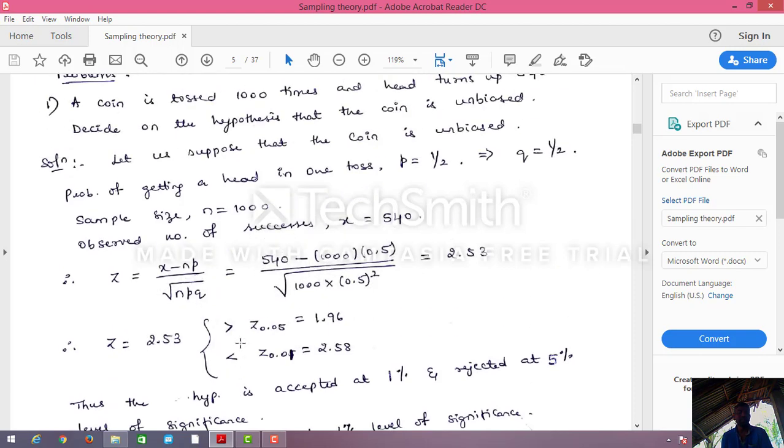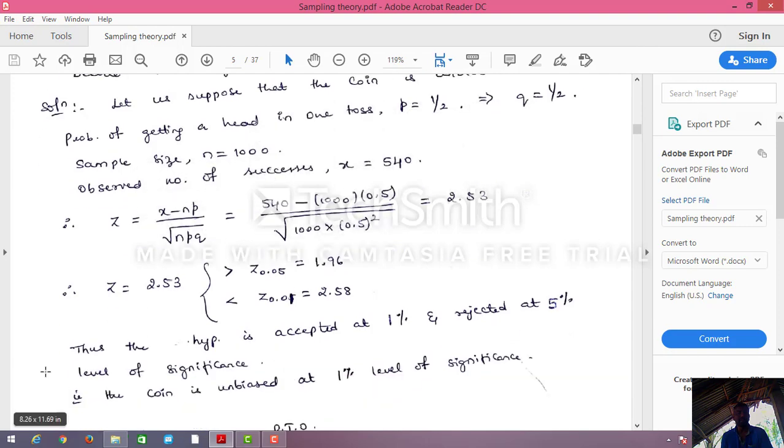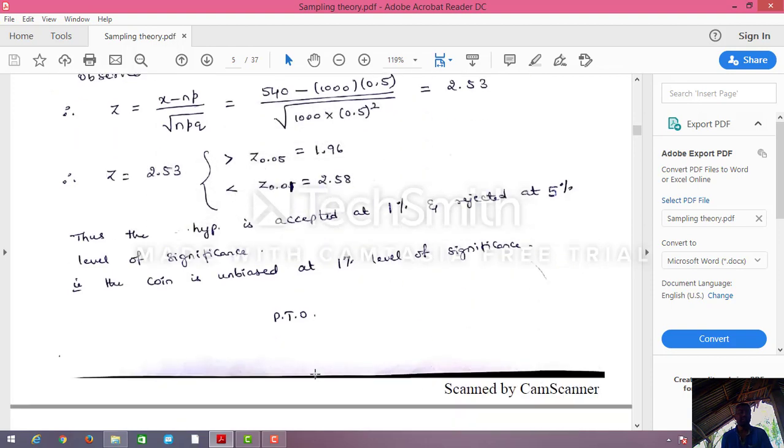Now, what I can say: first I took, suppose the coin is unbiased. It is accepted at 1% level. So the coin is unbiased at 1% level of significance. At the same time, at 5% level it is rejected, so the coin is biased at 5% level of significance.